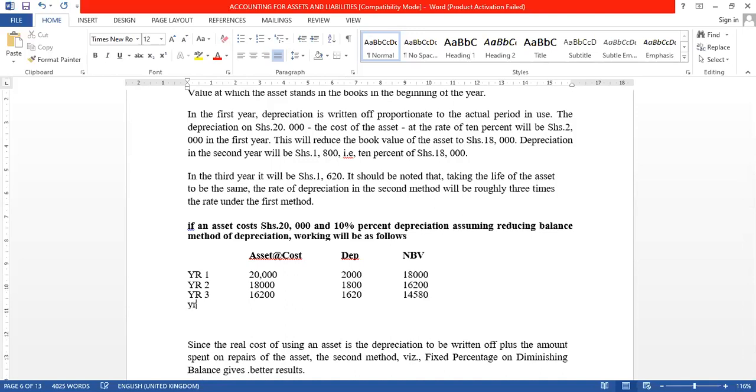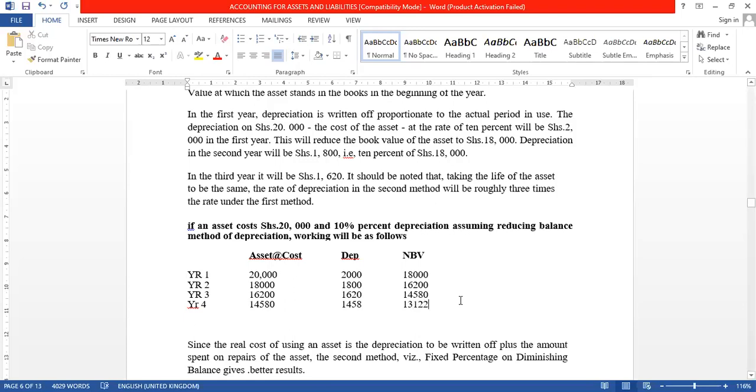14,580. And therefore, in year 4, that becomes our what? What becomes our balance here? The cost of the asset there, what will it give us? What will be the cost there? 14,580. What will be the depreciation? 1,458. You're right. What will be our net book value? 13,122.